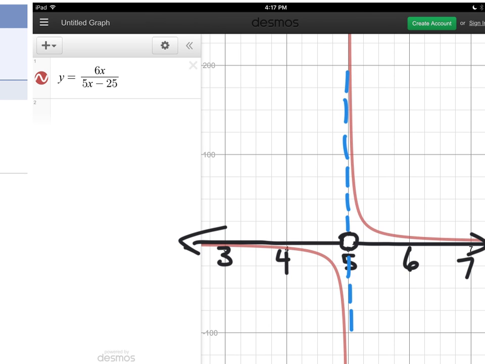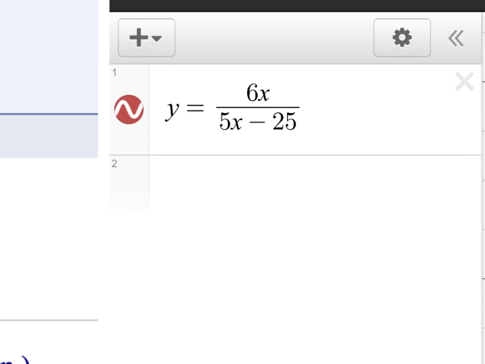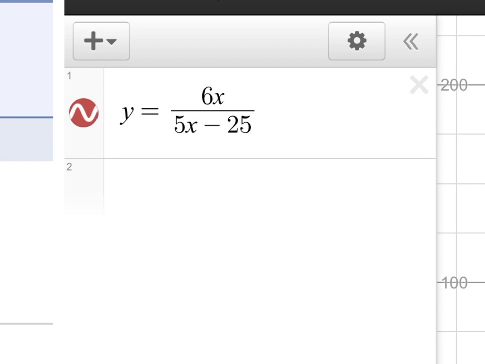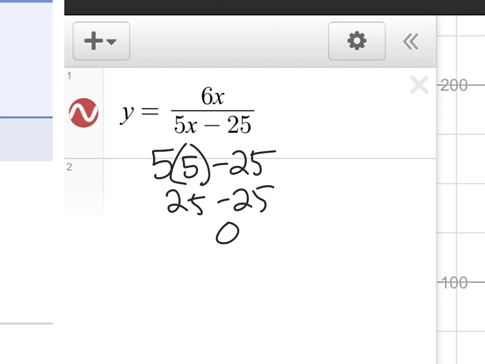Well, if you look at the equation, if x was equal to 5, you would have 5 times 5 minus 25 in the denominator, and that makes 25 minus 25, which is 0. If x was equal to 5, the denominator would be equal to a big old fat 0, and that's against the law. So x is not allowed to be 5.